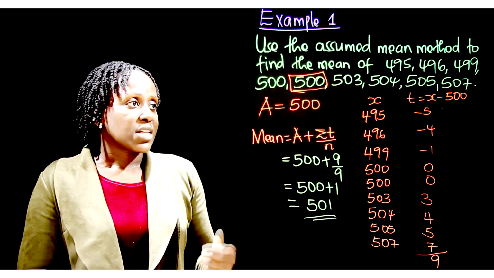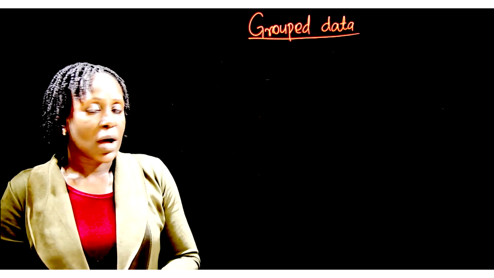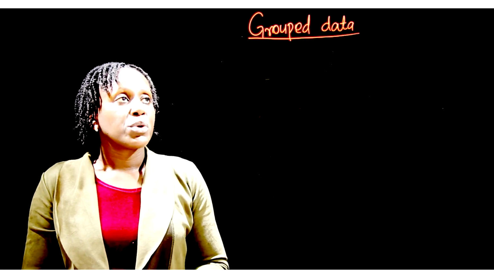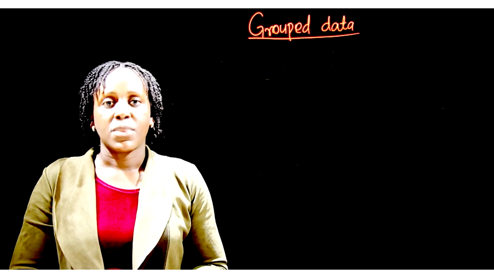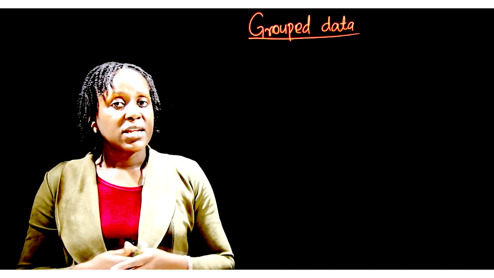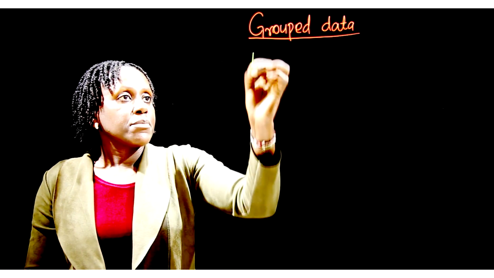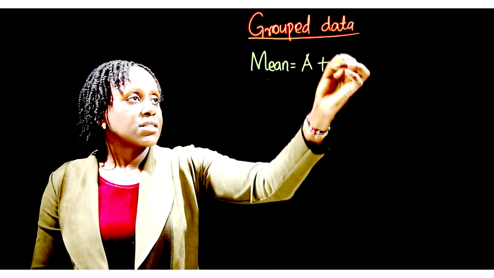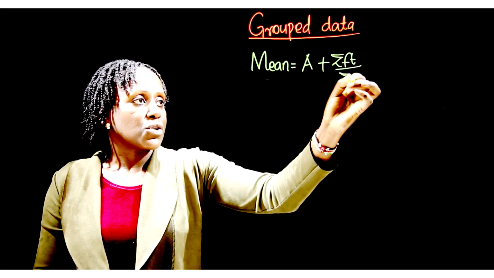So now we're going to look at another example where the data is grouped. From Statistics 1, we know that when you have grouped data, we always have frequency, which represents the number of times a particular number occurs in a set of data. The only difference between the formula for grouped data and the formula for ungrouped data is that we will have frequency in it. So the mean is always given by the assumed mean plus the summation of ft divided by the summation of f.